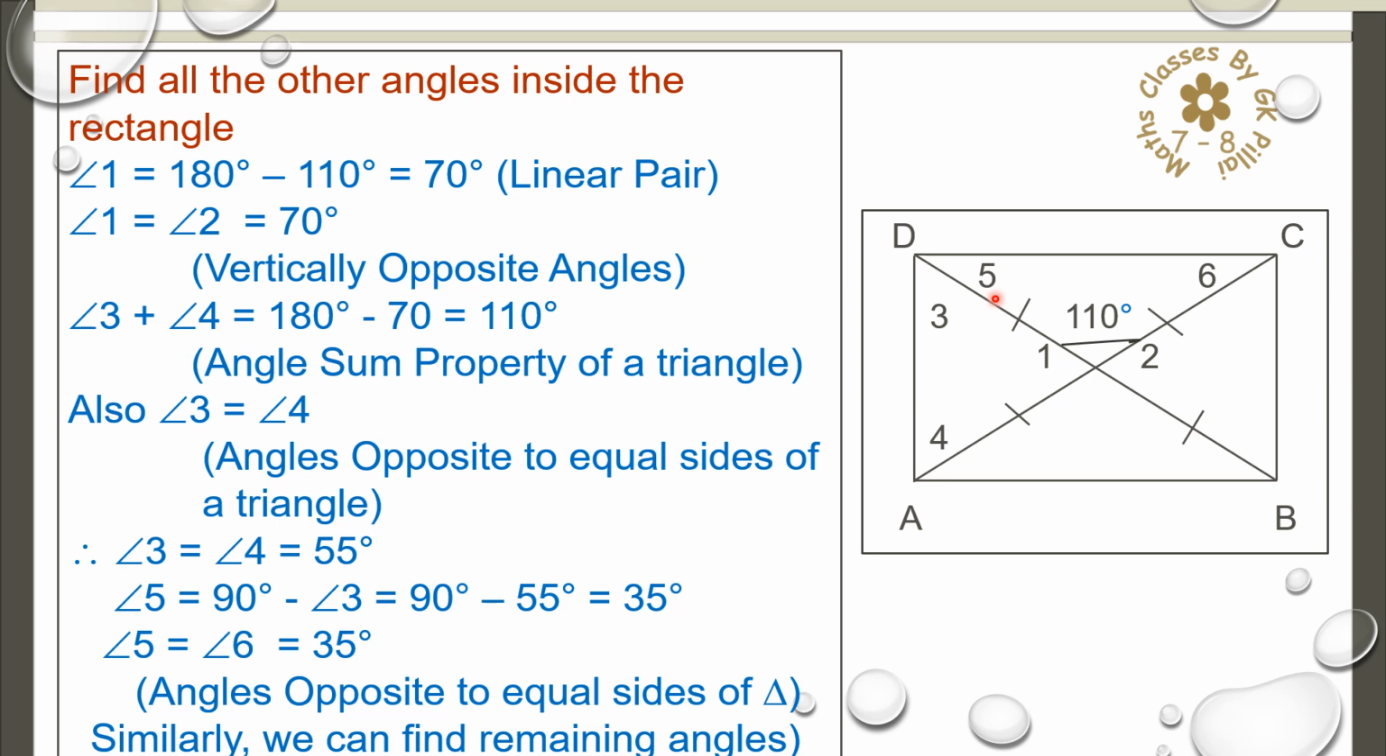We know one more thing, angle 5 is equal to angle 6 only. So angle 6 also will be equal to 35 degrees. Similarly, here also we will get these two angles to be 35 degrees. And angle 3 and 4, these two angles will be 55 degrees each.